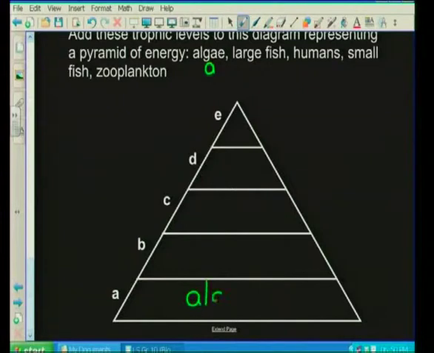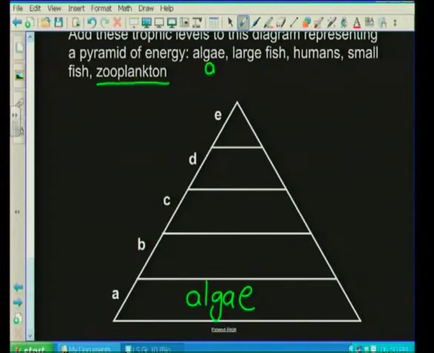This is what they want you to do. Now, algae is the producers. The producers always go on the bottom or the broader part of a pyramid. Now, what is going to eat that algae? If I look down my list, I don't think large fish, humans, yeah, we can eat algae, but before that, small fish. Now, what is zooplankton?